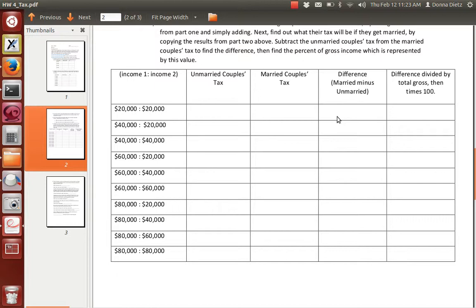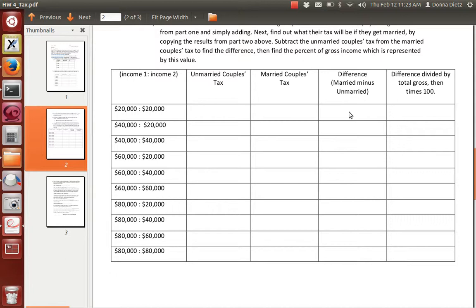Got it? So if this is a positive marriage tax, that means you're getting penalized for getting married. If any of these numbers are negative, that would mean you have a benefit by getting married. So it may be positive, it may be negative. That's the whole point of the exercise, to figure out what is going on.